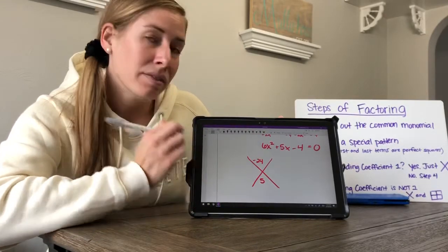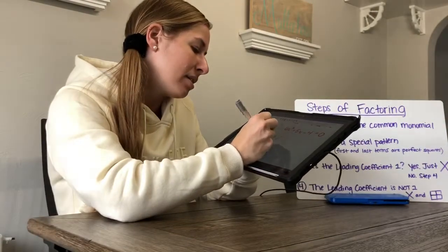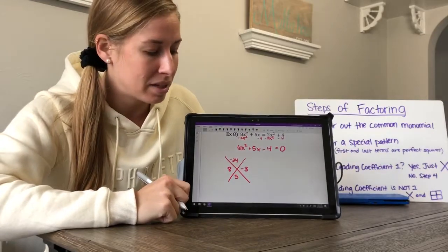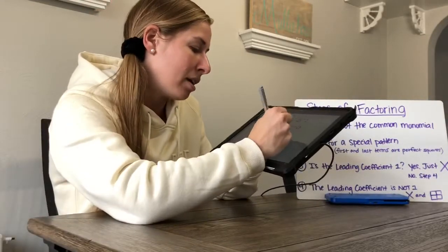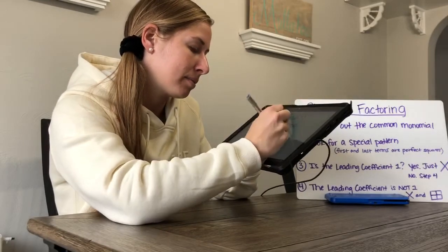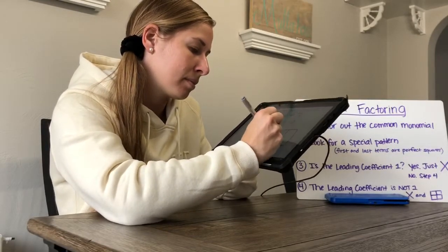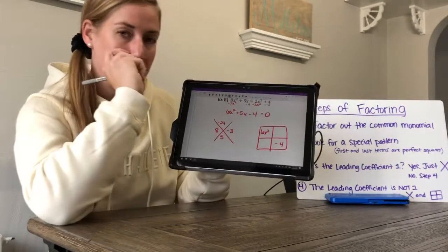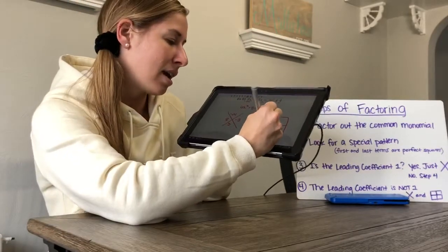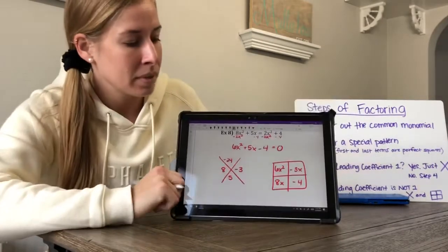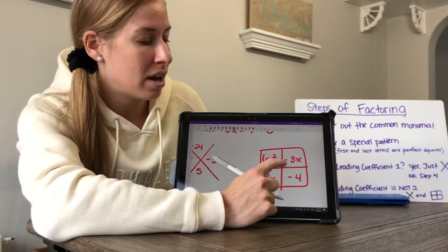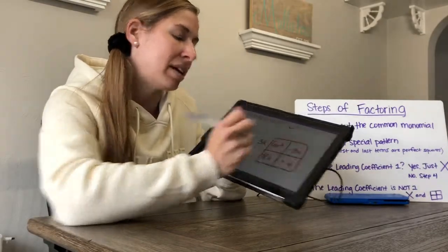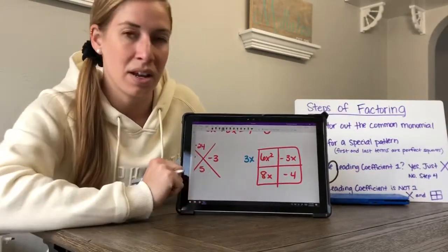One needs to be negative. So you would have 8 and negative 3. 8 times negative 3 is negative 24, but when you add them together, you get positive 5. Now plug into your box. 6x squared goes in your top left, negative 4 bottom right. The two numbers you just came up with, 8x and negative 3x, go in the other two boxes. The greatest common factor of 6x squared and negative 3x would be 3x. Remember, only factor out the positive. Don't factor out the negative.